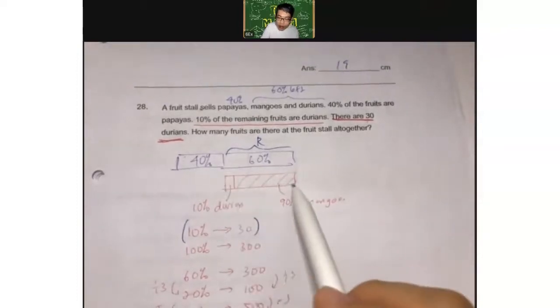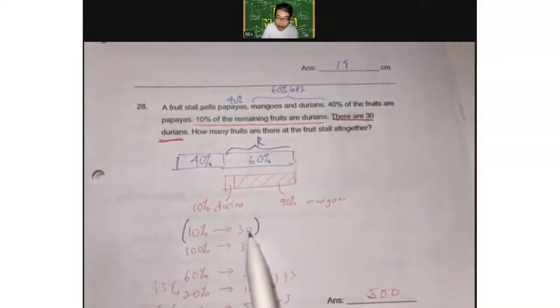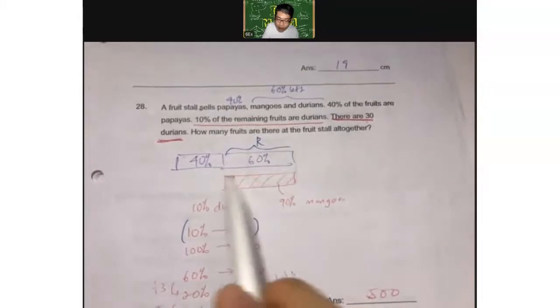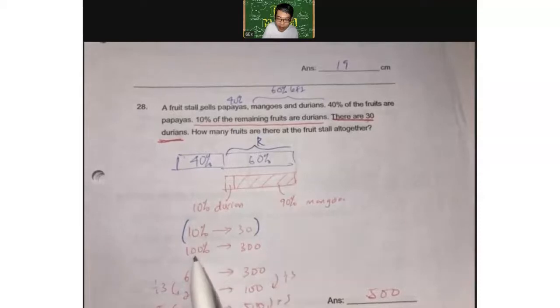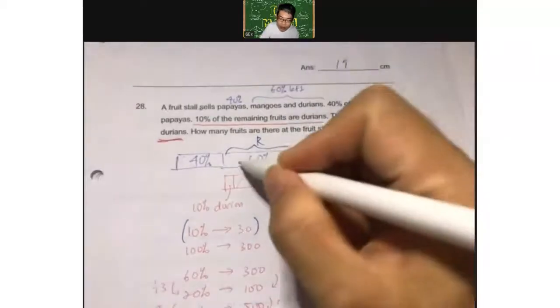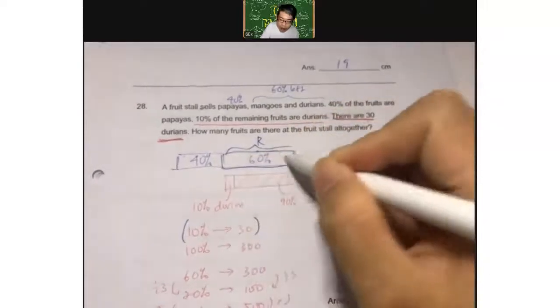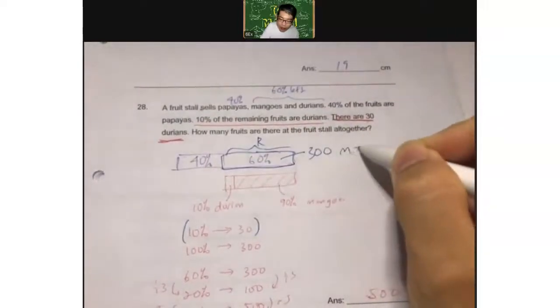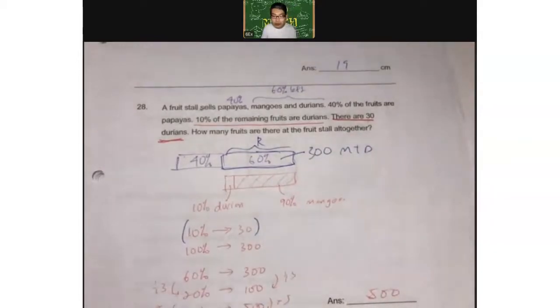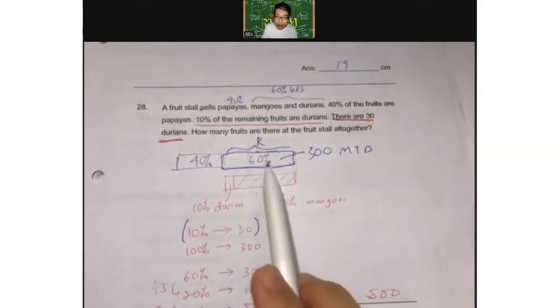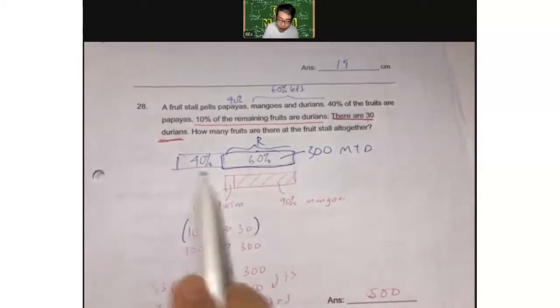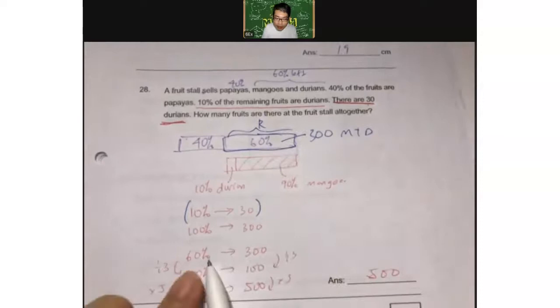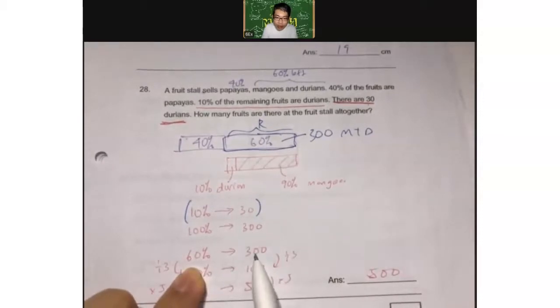What is this in actual number of fruits? So 10% is 30. So 100% of the remaining, this is 100%, 10 plus 90. So 10 times 10, 100. 30 times 10 is 300. So in other words, this part here is 300 mangoes plus durians. Okay, and this 100% of the remaining is 60% of the total. So 60% here is also equivalent to 300.